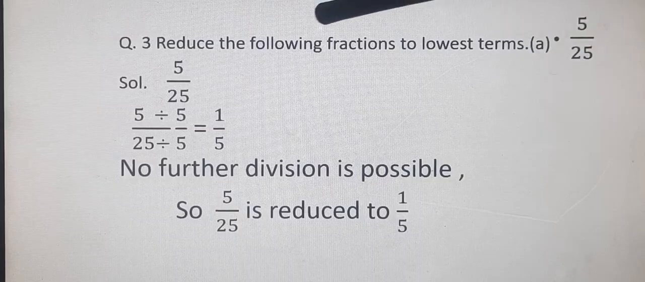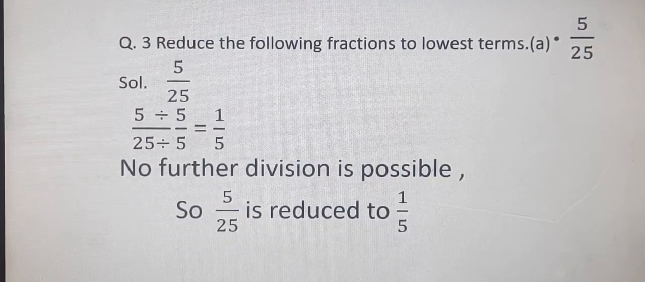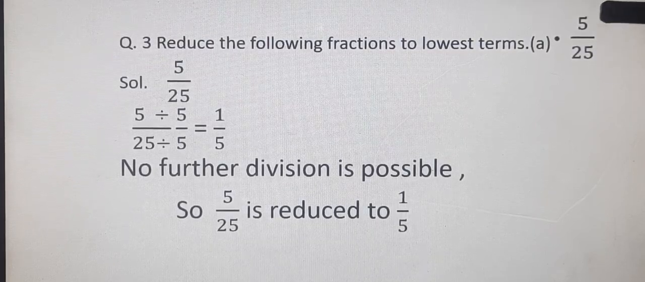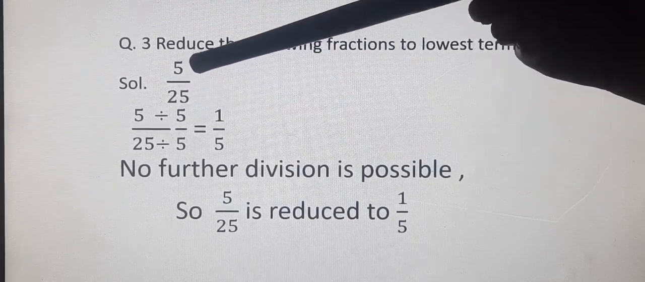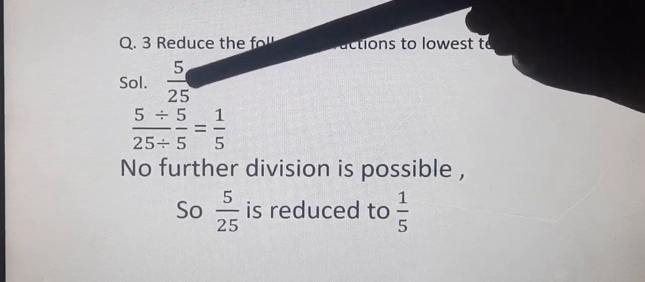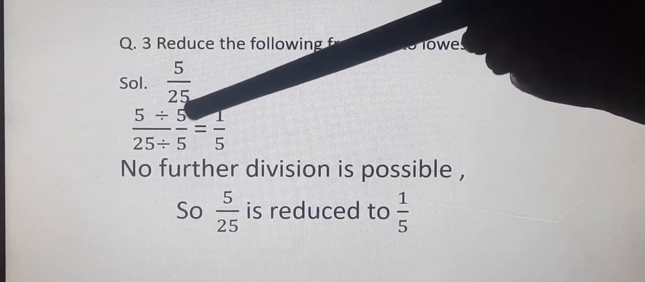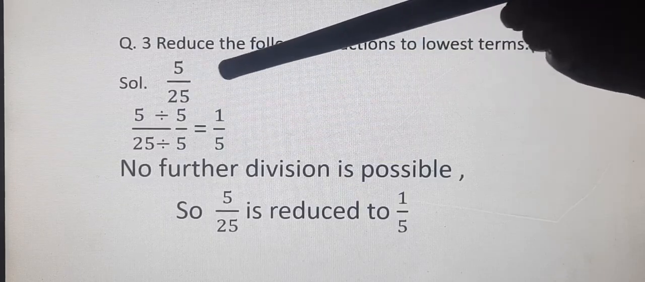Next question is, reduce the following fraction into lowest term. 5 upon 25. Lowest term means we have to write the reduced form of this. 5 upon 25. We know that these both the numbers are divisible by 5. 5 divided by 5 will give you the answer 1. 25 divided by 5 will give answer 5. You can do cancellation also here.